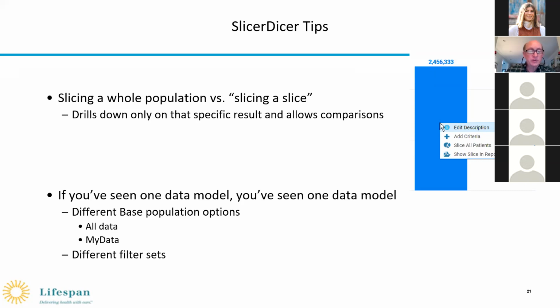The data models are all different, and so while there are certainly similarities in the way you slice and create your base populations, some of the nuances are different between the models. So one model is one model. Not all models have a My Data option. As I mentioned, the surgery and procedures do not. And obviously, they have different filter sets.